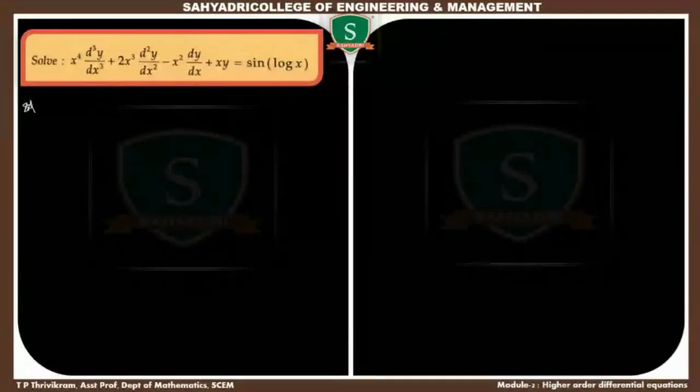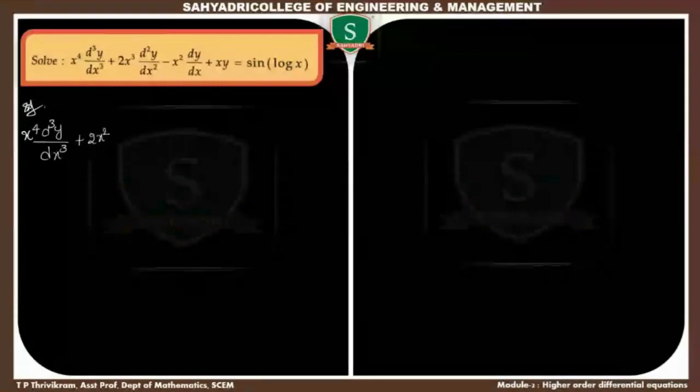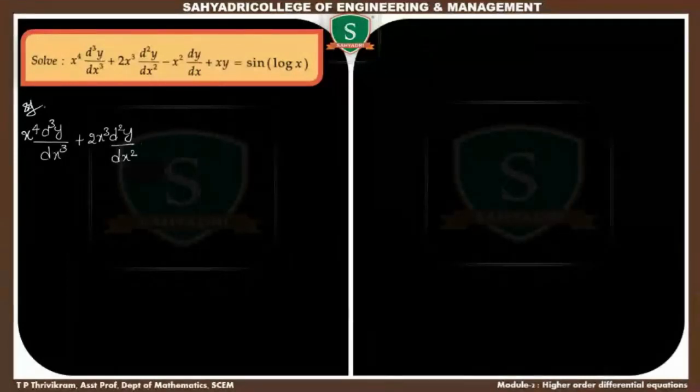So in this problem, we are having x power 4 d cube y by dx cube, plus 2 x cube d square y by dx square, minus x square dy by dx, plus xy is equal to sine of log x.